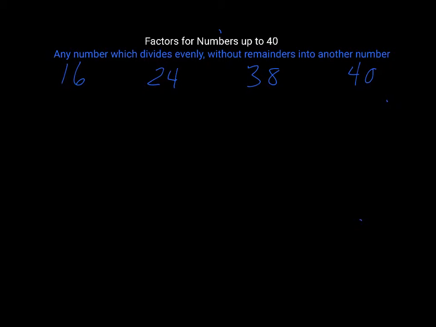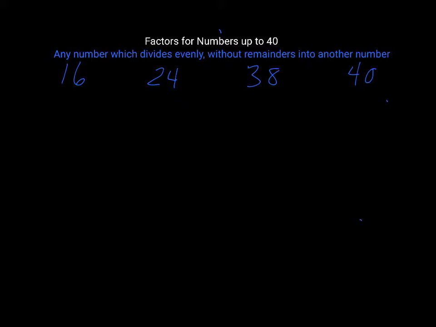Okay, in this video I'm going to look at the factors for numbers up to 40. And you have to remember that a factor is any number which divides evenly without remainders into another number. So basically what that means is that if we look at 16, we're looking at what numbers divide evenly into 16 without any remainders.